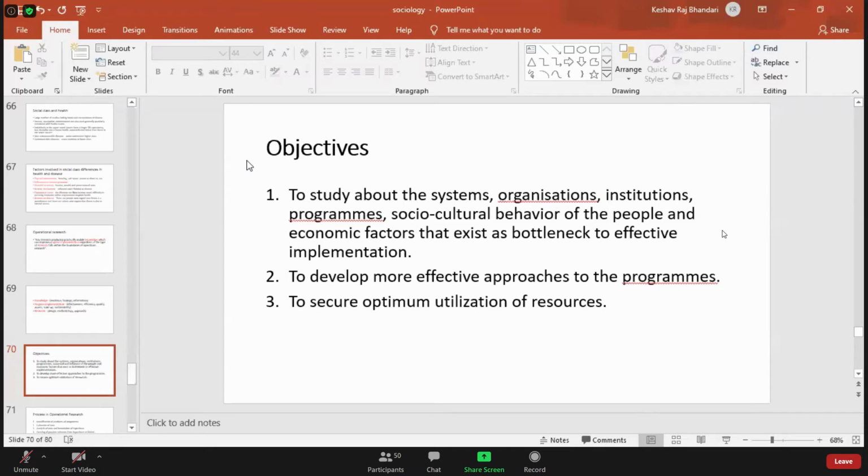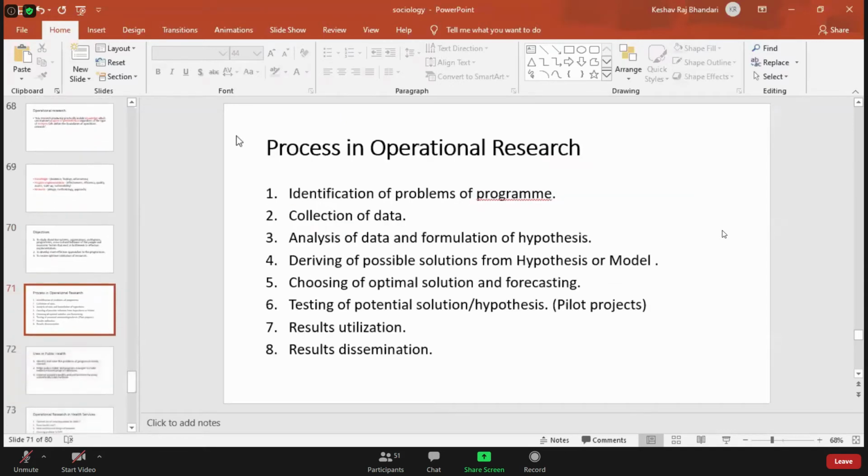For example, when you talk about the immunization program, there is some room for improvement. So for that, operation research is done to see the effectiveness of the current program and what improvements can be done. When it is done in the health sector, it is known as health operational research. So this is the basic process of an operation research.